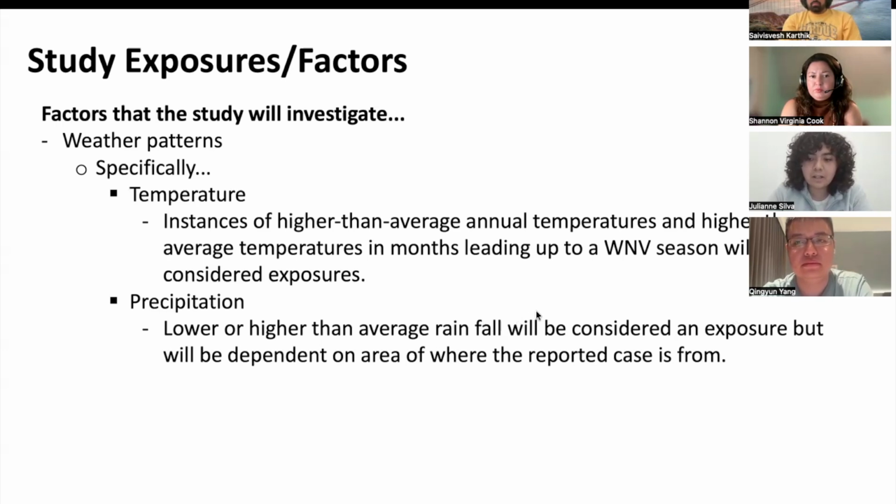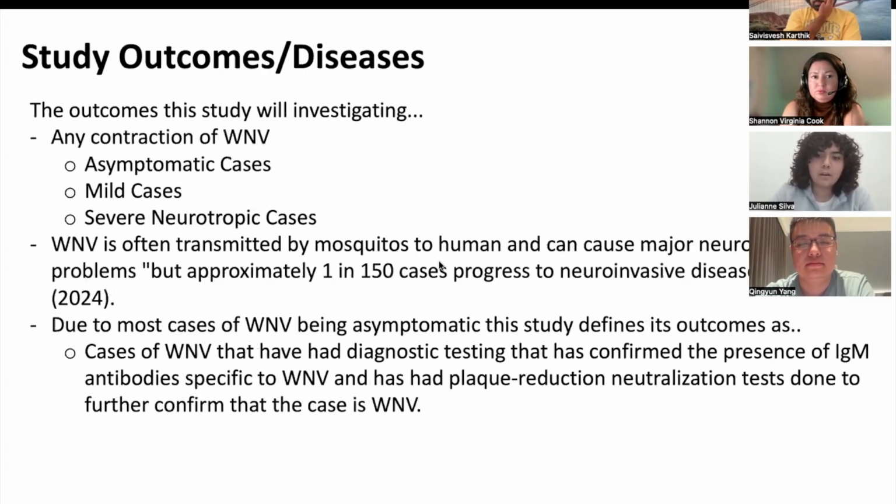In this study, an exposure to precipitation will depend on the area and the climate that participants live in, as well as the annual precipitation. If an individual contracted West Nile virus and had experienced higher than average precipitation in the area they live, it will be considered an exposure if the area that participants live in have a pattern of increased precipitation and increased West Nile virus cases. So onto the study outcomes.